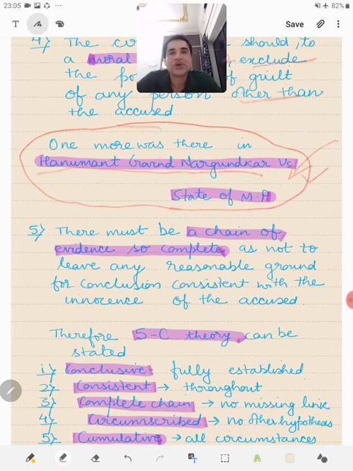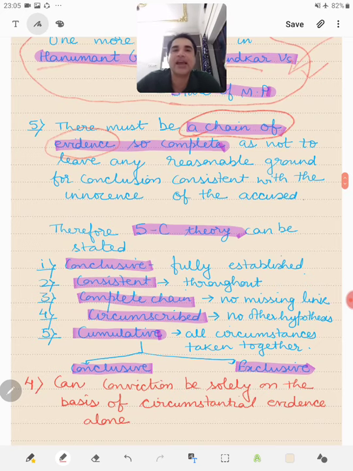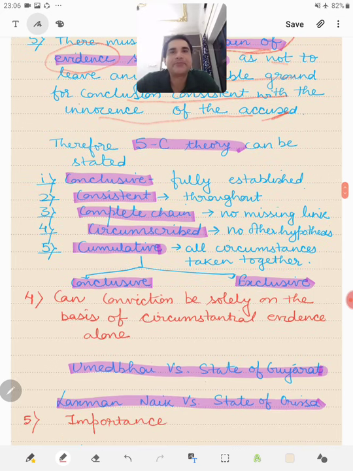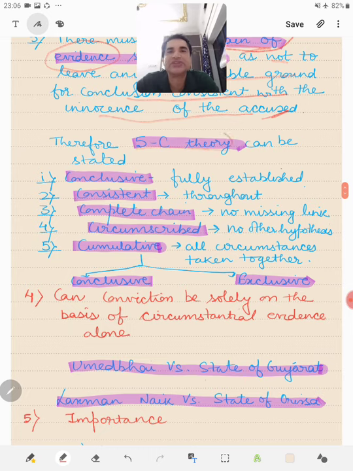Now, in this, one more thing was there, that there must be a chain of evidence, so complete as to not leave any reasonable ground for a conclusion consistent with the innocence of the accused. To be brief, there should be a complete chain of evidence that should point to the guilt of the accused. Now, we will derive the 5C theory based on these two decisions, that there should be 5Cs.